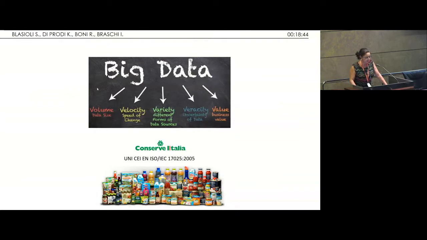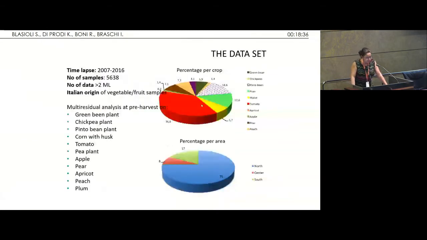So if we consider the definition of big data, at least we can confirm the veracity of our data. The data set we handled covers a time lapse of 10 years, from 2007 to 2016. The number of samples is a little bit lower than 600 units. The number of data processed is 2,002,000 and more. The origin of the samples is Italian.